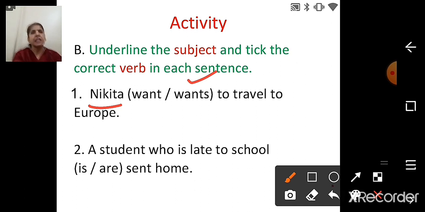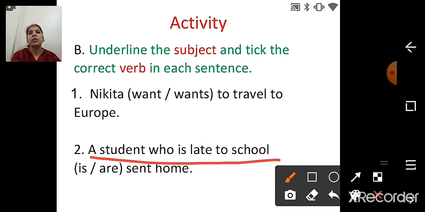Second sentence is: A student who is late to school dash sent home. Now which is the subject here? A student who is late to school. About whom are we talking? We are talking about a student, singular. So the verb will be with s, that is, is. So a student who is late to school is sent home.